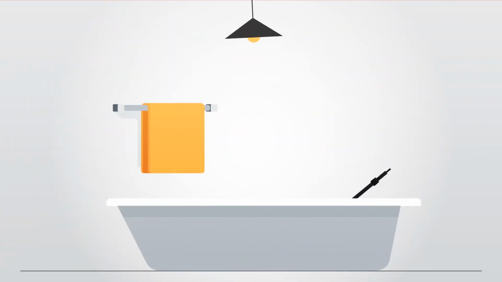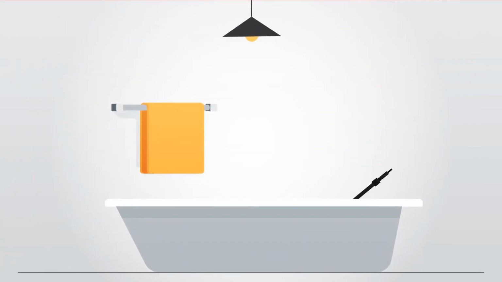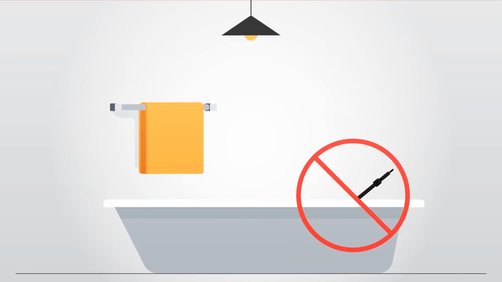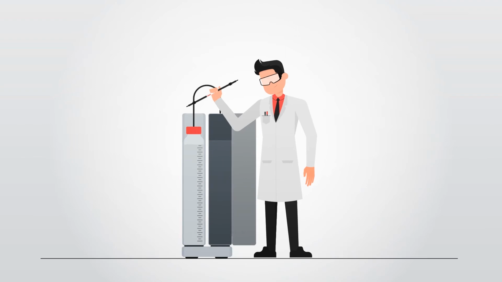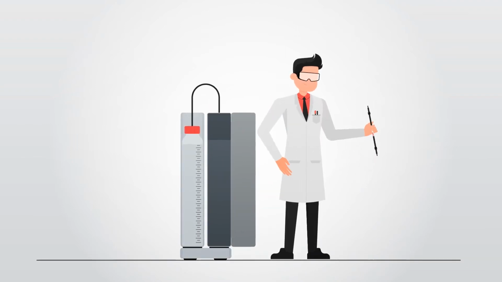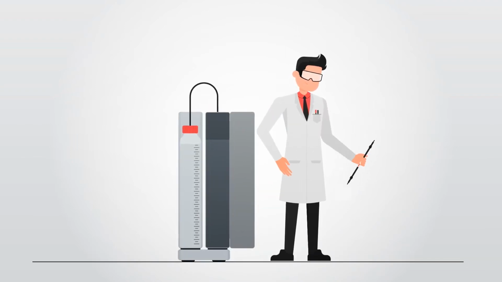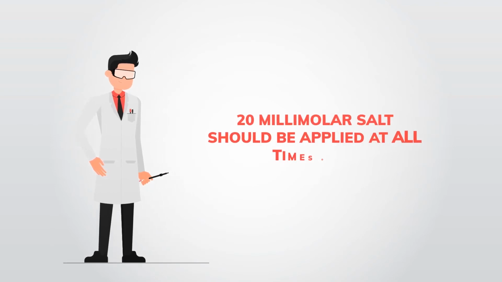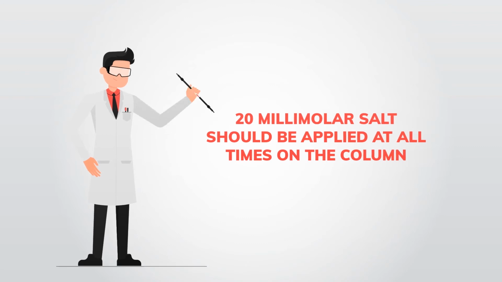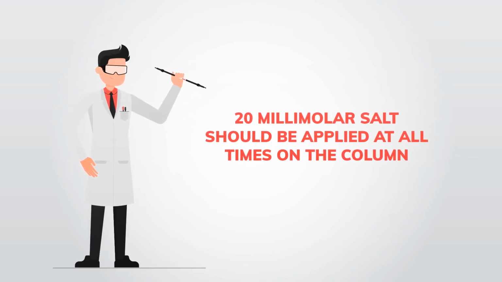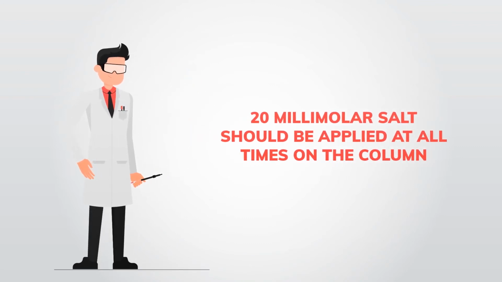Even if we do think of our columns like a member of the family, we absolutely do not advise giving them baths. Never flush your column with 100% water. Low ionic strength buffers are the enemy of ion exchange columns. Always apply a minimum of 20 millimolar salt to the column. Without this, the resin will be stressed and not able to perform at peak capacity.